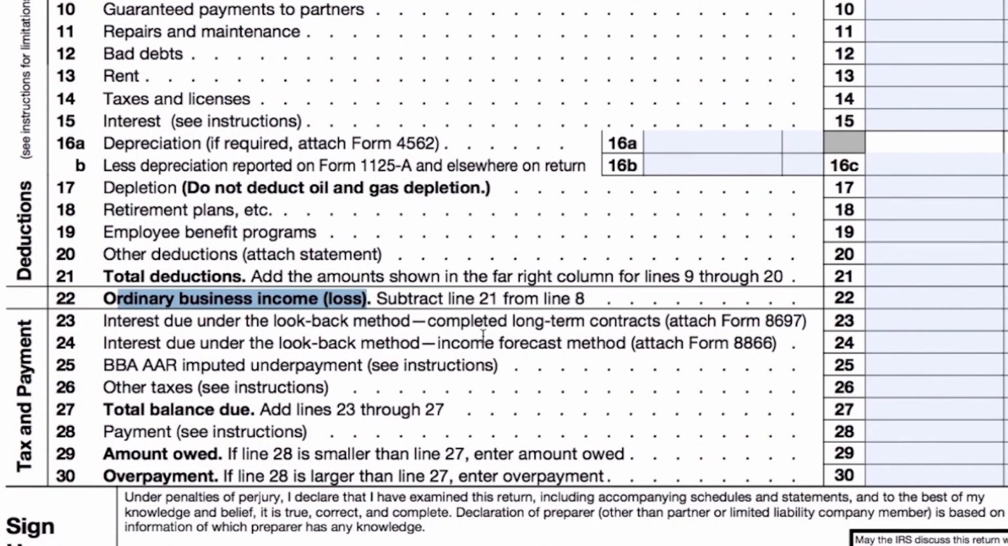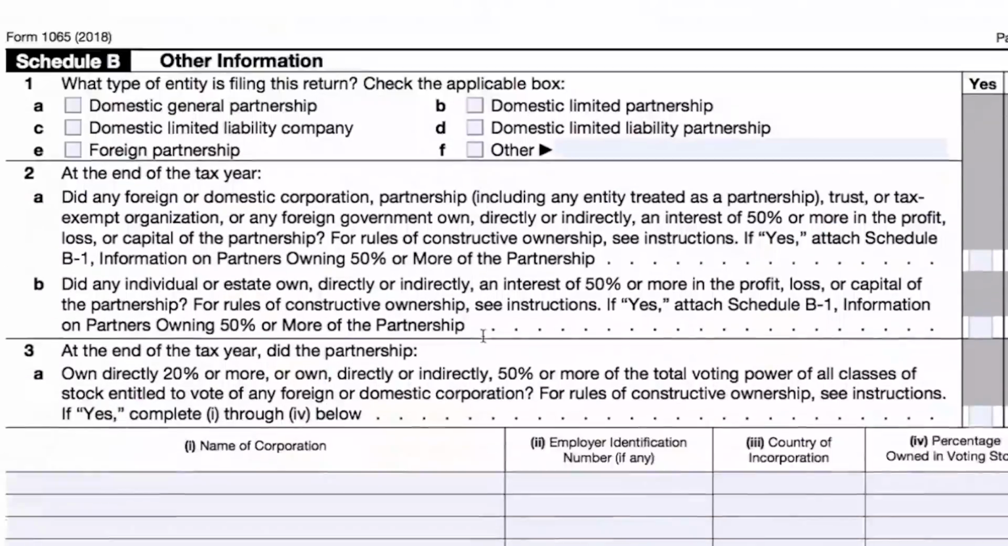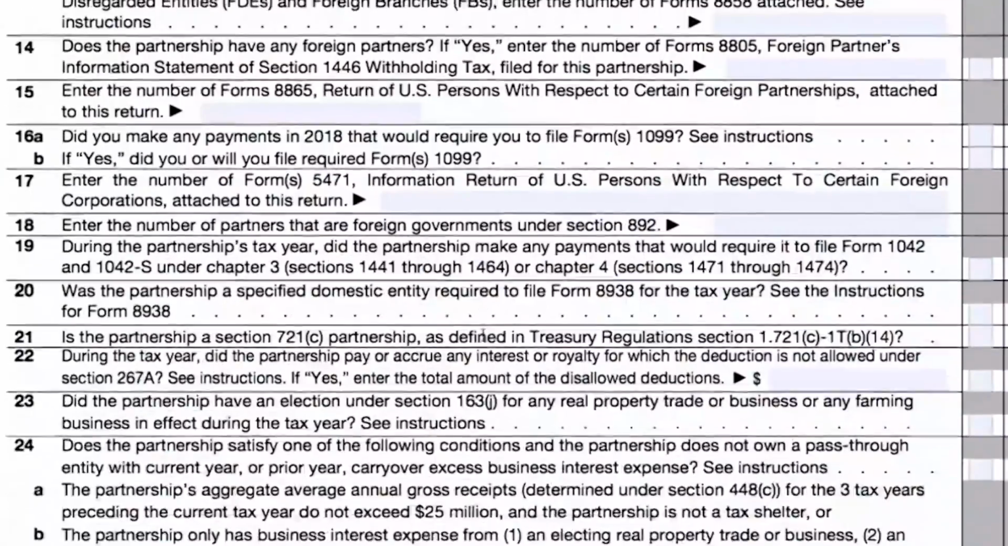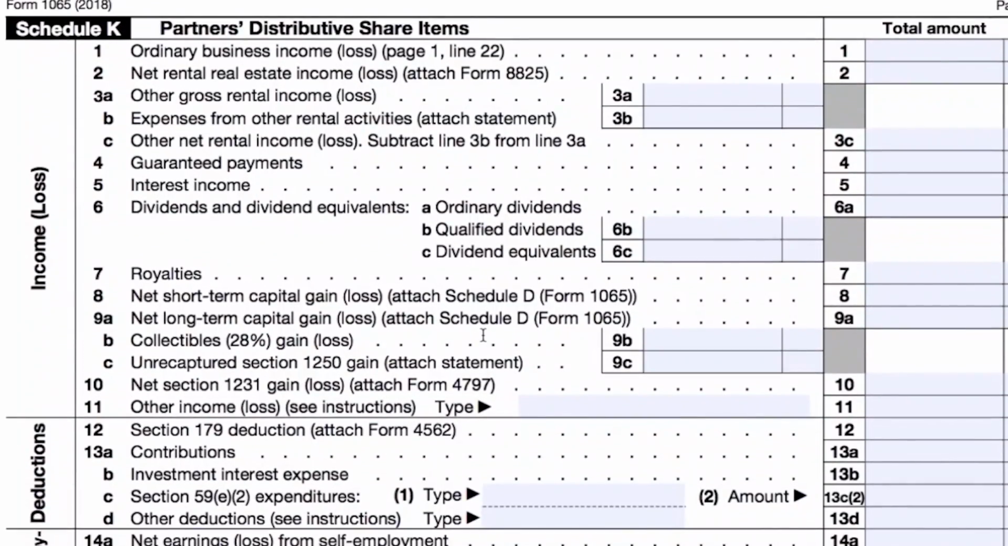These are not taxes that are often applicable to partnerships. So that's the main business activity. Now, page 2 and page 3 are just based on informational questions. Page 4 is Schedule K, and this is where everything is divided out, and it's from Schedule K that all of the information flows to the K-1s.